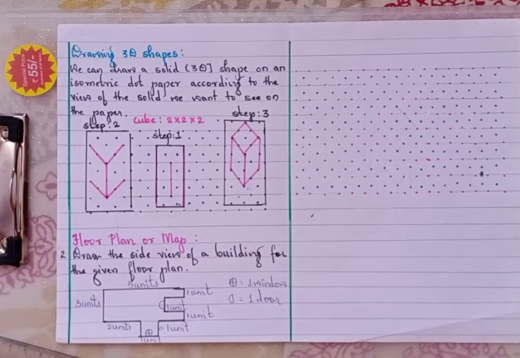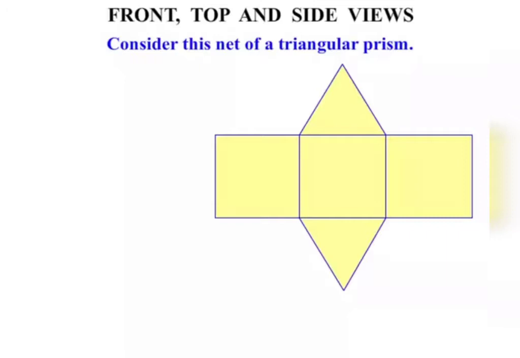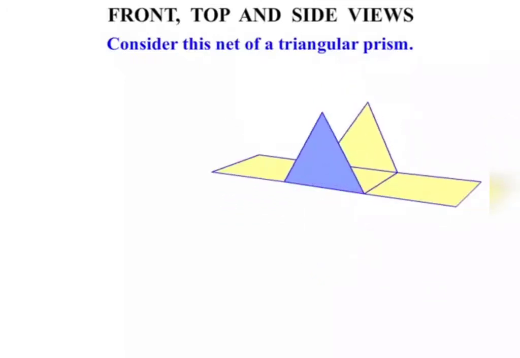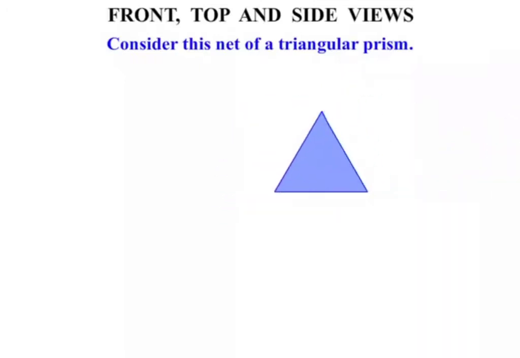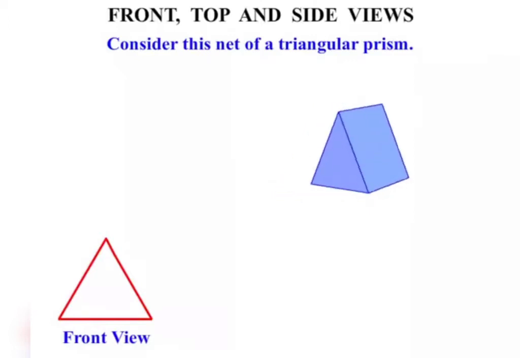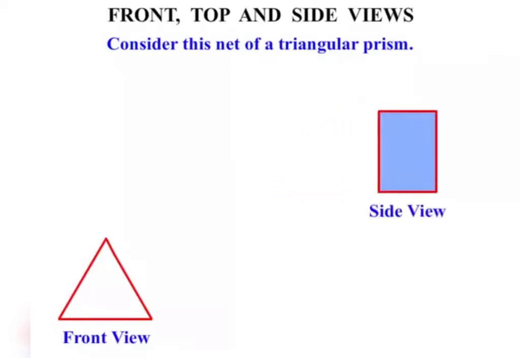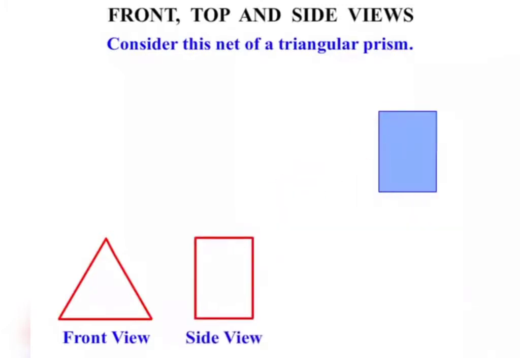Now let's see the next concept. In this lesson, we do some work on front, top, and side views of some common solids. Consider this net of a triangular prism. We fold it up to make the triangular prism, and turning it around, looking directly at the front, what do we see? We just see a triangle. So that would be the front view of a triangular prism. Turning it around now, that's its side view. It's a rectangle. So the side view is a rectangle.